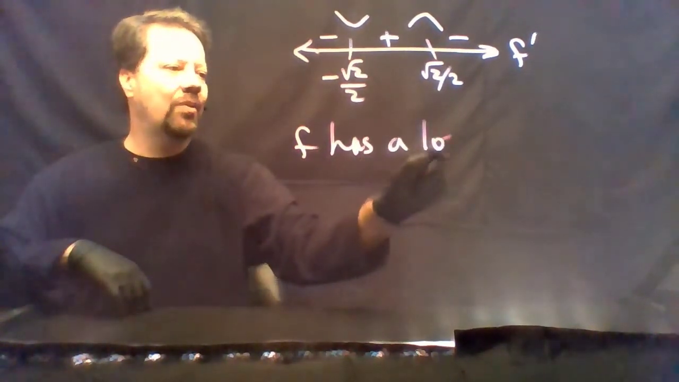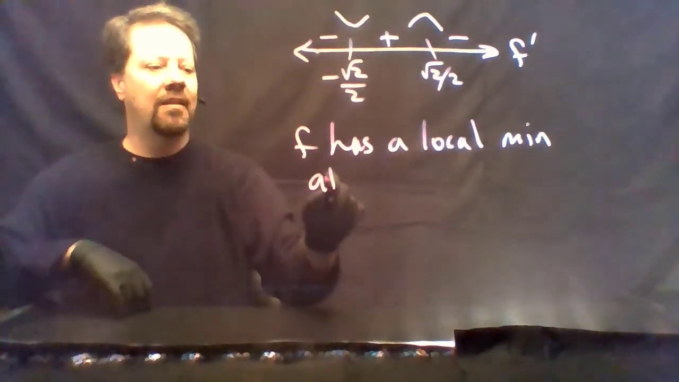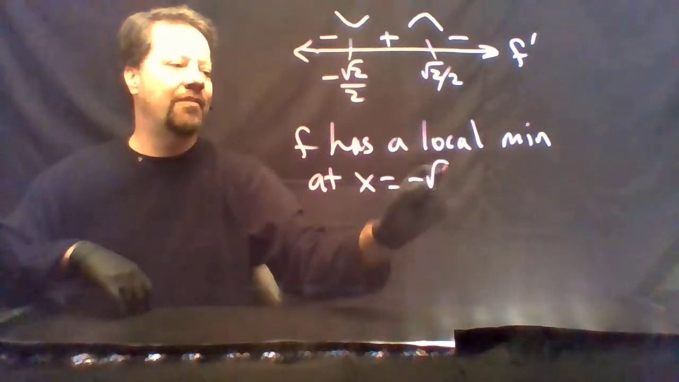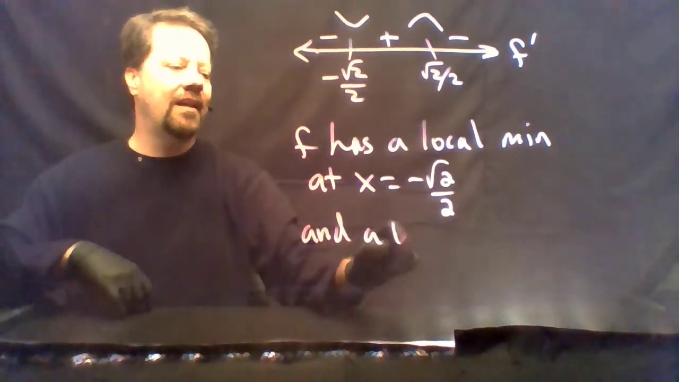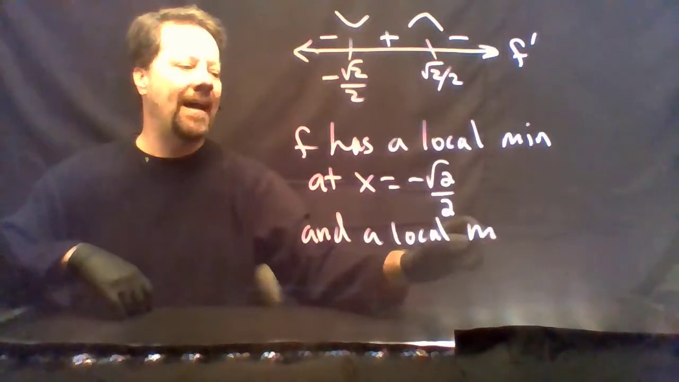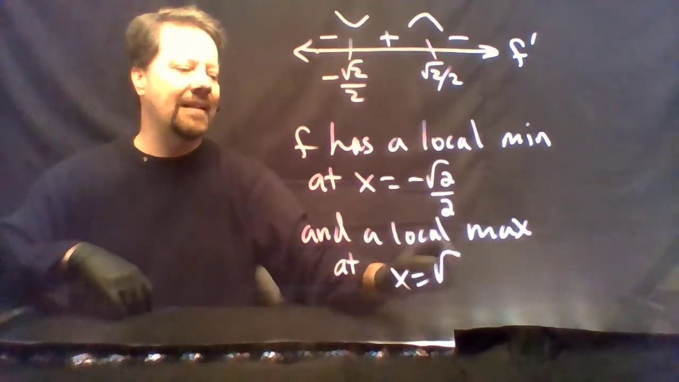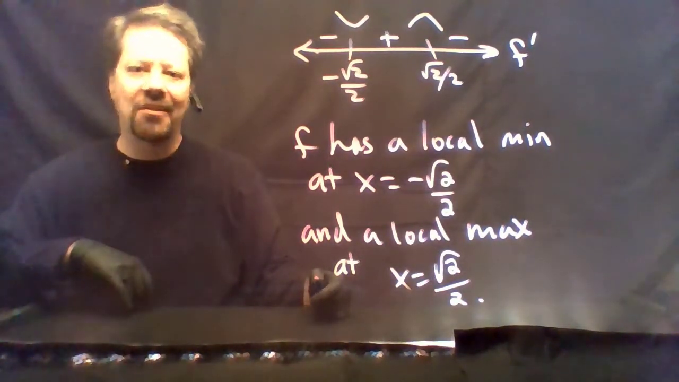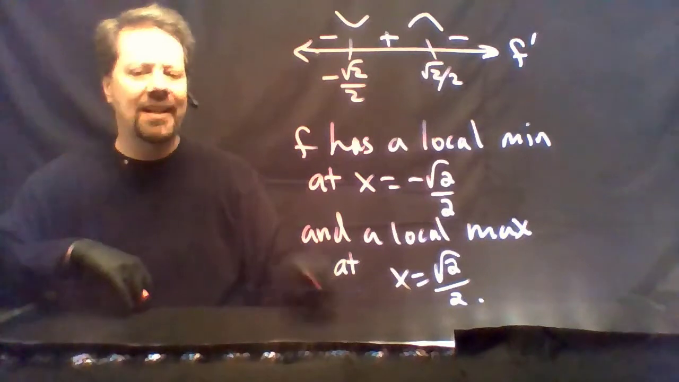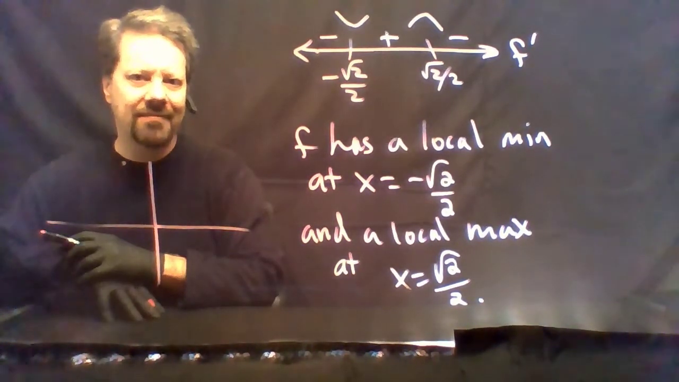f has a local min at x equals negative root 2 over 2 and a local max at x equals positive square root of 2 over 2. We did all of this without graphing the function. You could easily graph this, and you probably should do this on your own first.